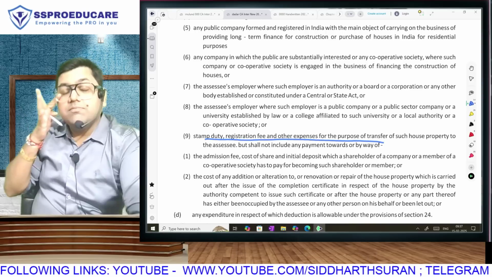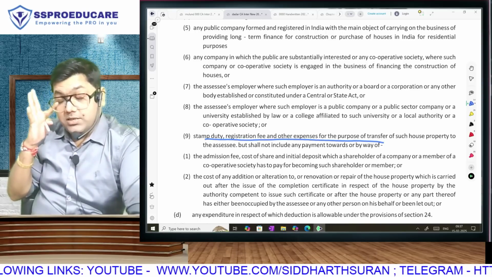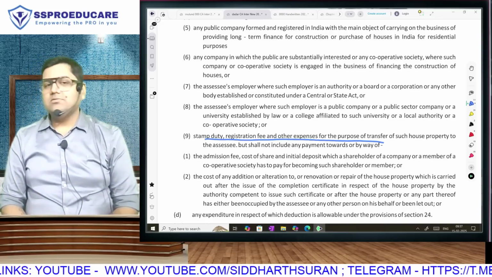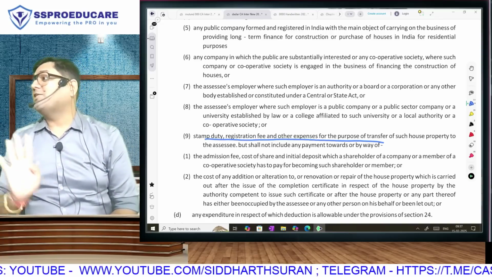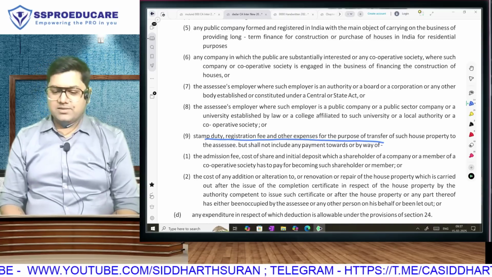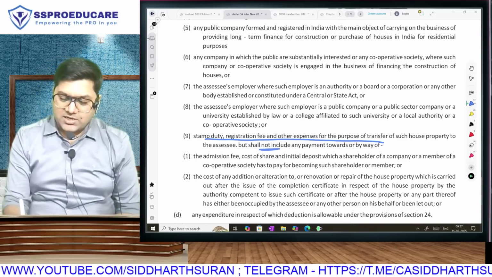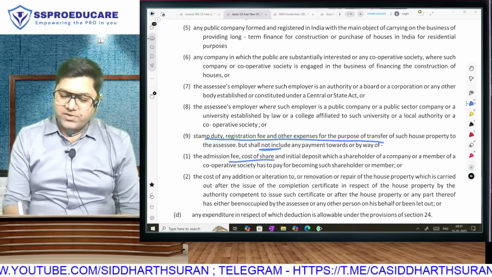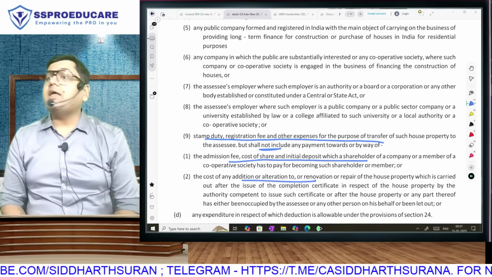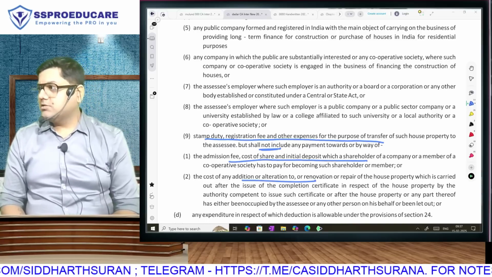That will be eligible. I just told you some time back orally that when you buy a house, Maharashtra charges 6% stamp duty. That itself will exhaust your 1,50,000 at least in that year. Correct? That will be covered. However, it shall not cover what? Admission fee, cost of share, initial deposit or furniture cost. Every time you buy a property, general knowledge I am giving you.